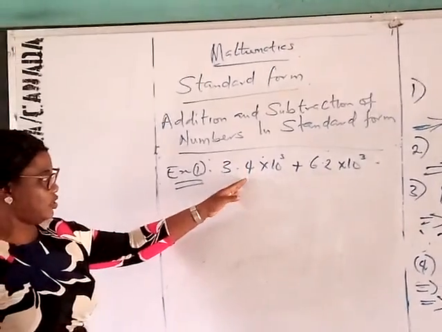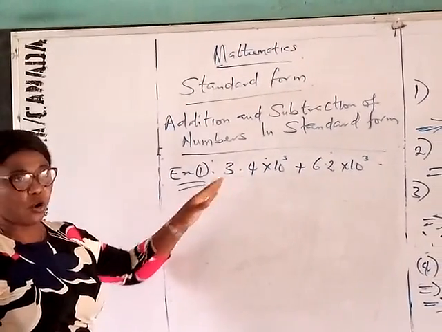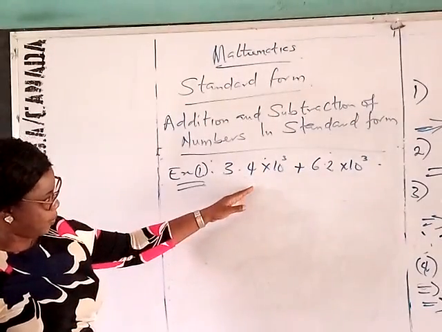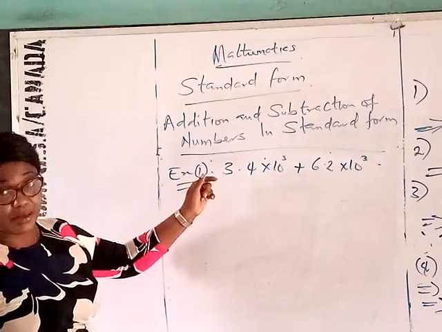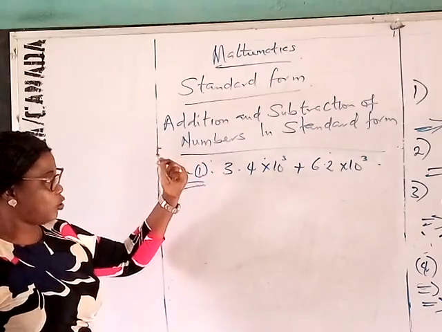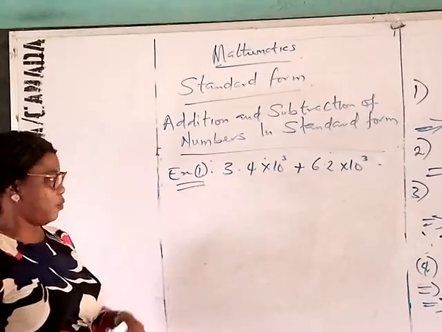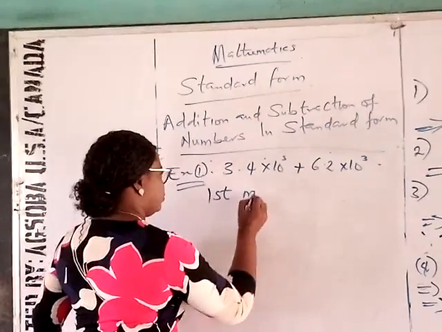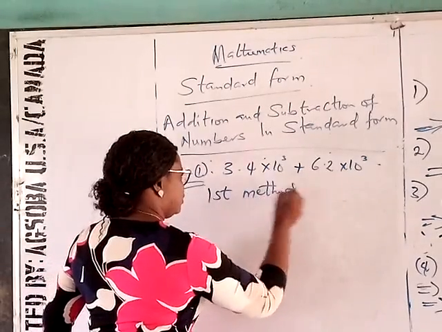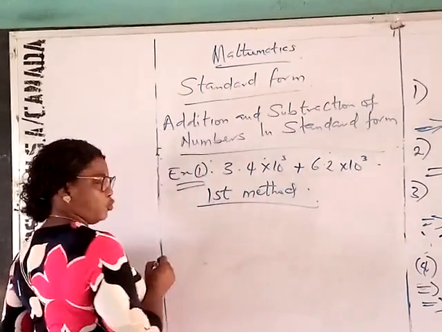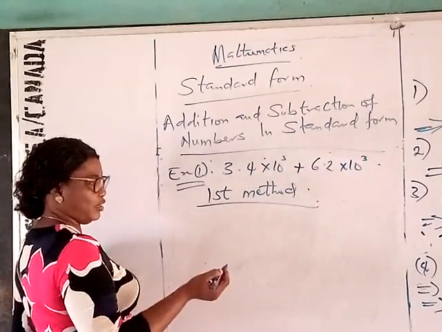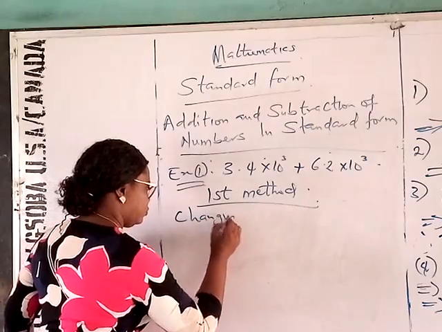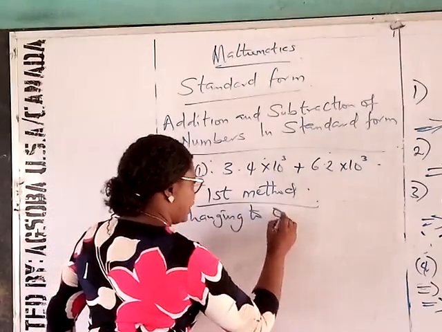You can change the numbers in standard form to ordinary form first, whereby you now proceed to add them together, and the solution you come up with you now change to standard form. So I'll first take the first method. First method of doing that. The first method we want to learn now is changing to ordinary form first. So changing to ordinary form.